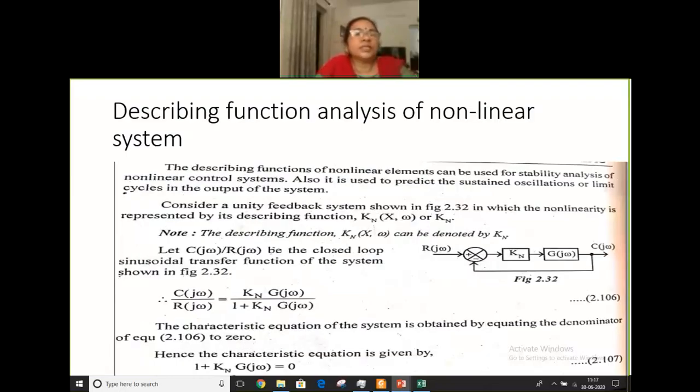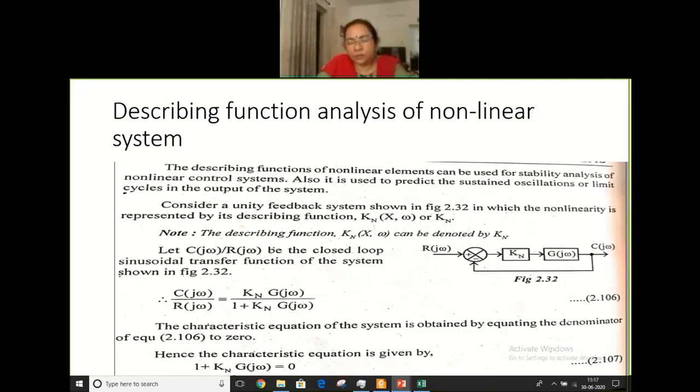Okay, let us start describing function analysis of nonlinear system. The describing function of nonlinear elements can be used for the analysis of nonlinear control systems, and also it is used to predict the sustained oscillations or limit cycles in the output of the system.